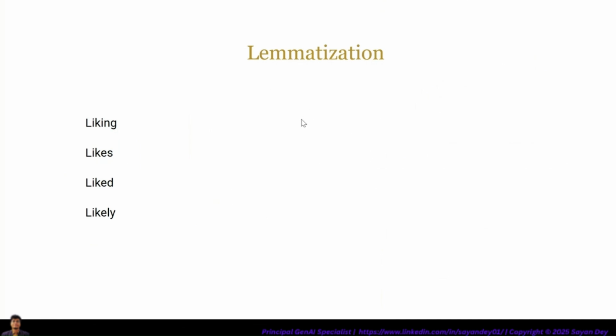What is lemmatization? Oftentimes, you will have different verb forms of the word, right? Action verbs. So the base word is like, which is what we call the lemma. But there are different ways the word will often be used, right? You'll have liking, likes, liked, likely. So it all refers to the same base term. They're all referring to the same base term, right?